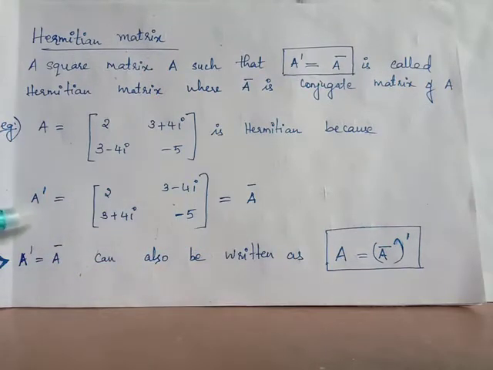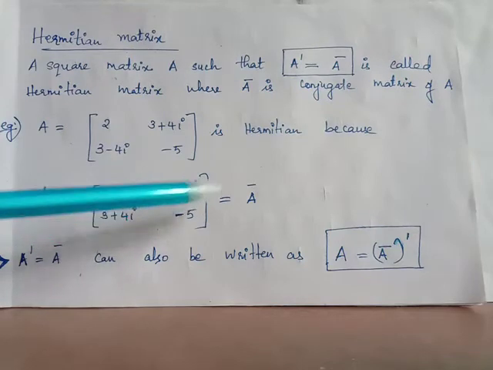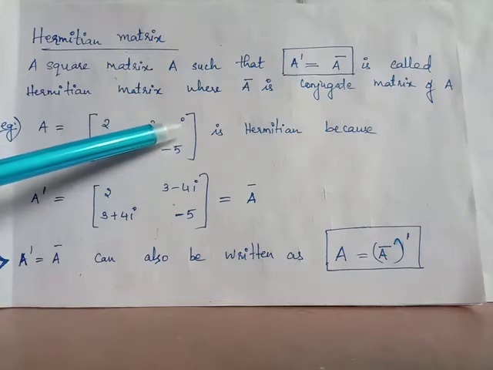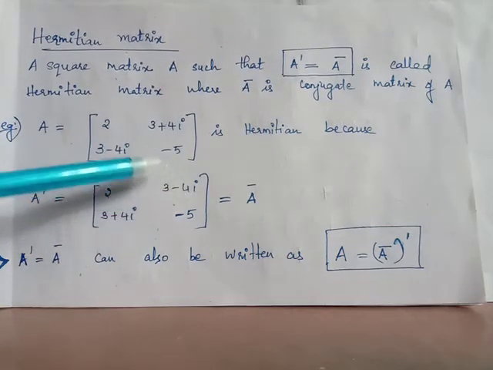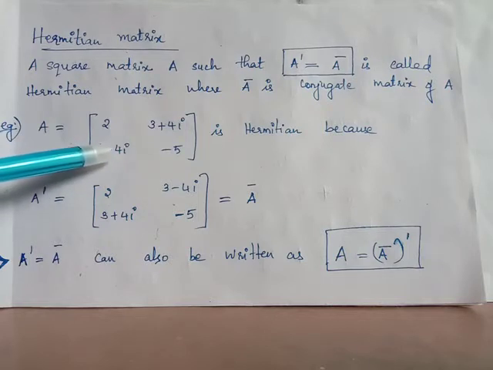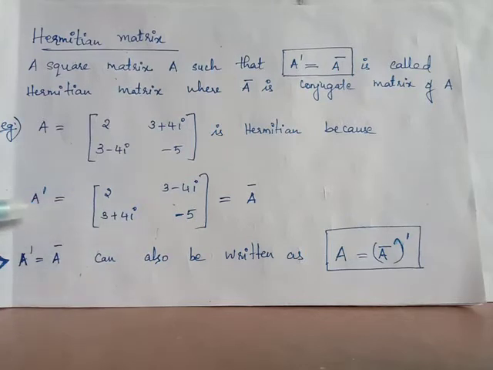If we take A transpose of this matrix, you get 2, 3 plus 4i, 3 minus 4i, minus 5. And this is nothing but the conjugate of the matrix, which is A conjugate, because when you replace i by minus i, you obtain 3 minus 4i, and when you replace i by minus i here, you get 3 minus 4 into minus i, which becomes 3 plus 4i. Since A transpose coincides with A conjugate, we can conclude that the given matrix is Hermitian.